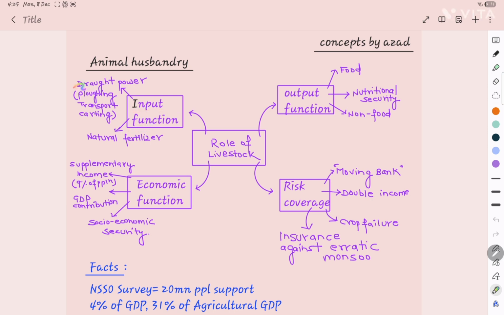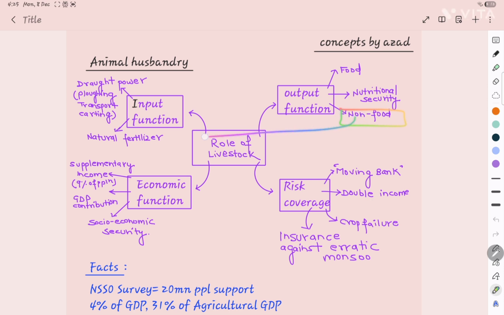The third function is the economic function. What are economic functions? It is said by the World Bank that if we have a 1% increase in livestock, it brings a 2 to 3 times increase in the income of the farmer. It will benefit the farmers 2 to 3 times. So it provides supplementary incomes. Means 9% of the population is directly involved in this process. It also helps in GDP contribution.